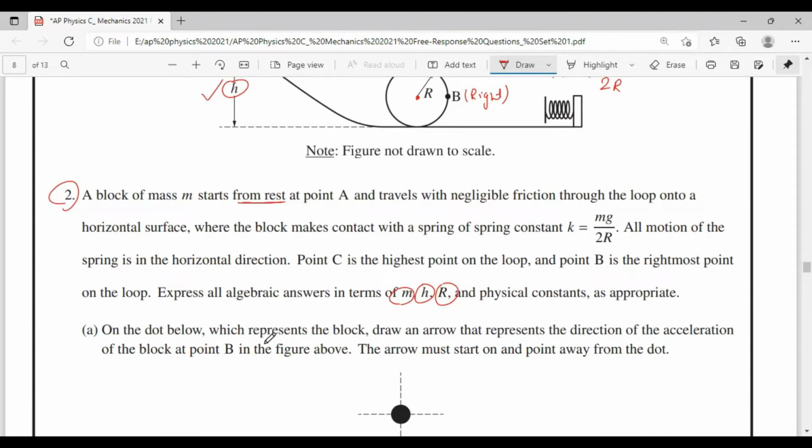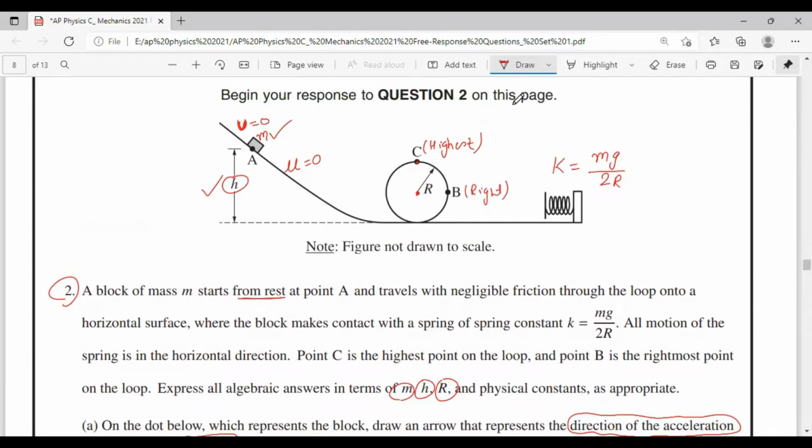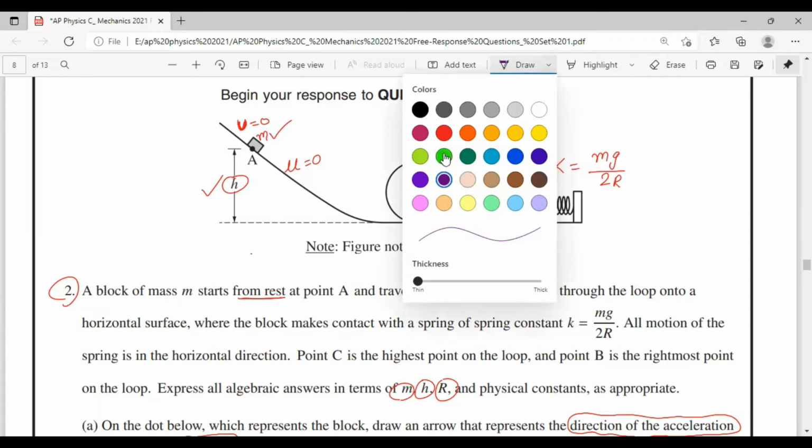On the dot below, which represents the block, draw an arrow that represents the direction of the acceleration. We have to draw the direction of acceleration of the block at point B in the figure above. The arrow must start on and point away from the dot. So in this video, we have to draw the direction of acceleration of the block at point B. What will be the direction of acceleration when this block reaches point B? Let us suppose the block is here at point B. What will be the direction of acceleration? Direction of acceleration means the direction of net acceleration.